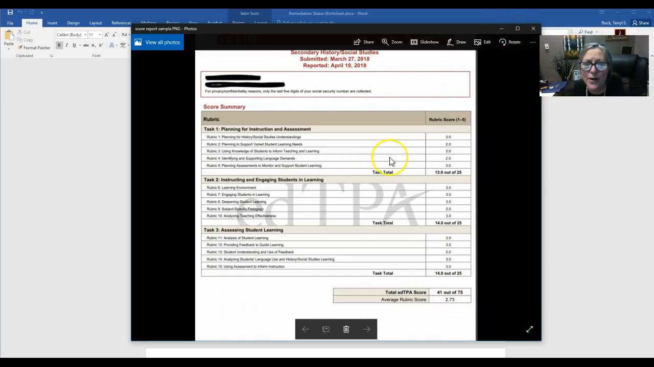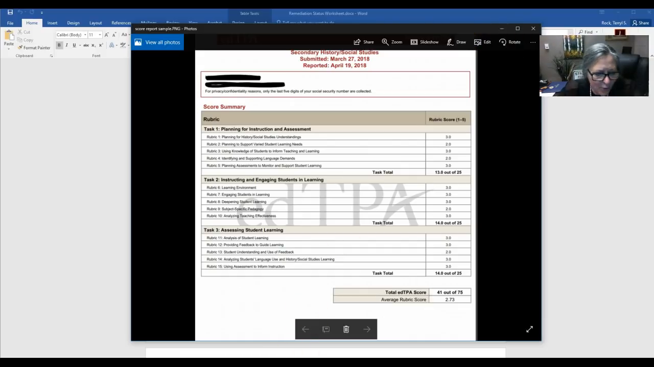So that is what you'll be receiving in your email. And once you get that, you need to immediately forward it to me and to your seminar leader or supervisor, whoever has requested it. MAT students usually send it to Dr. Govett, and so we look forward to seeing those score reports.